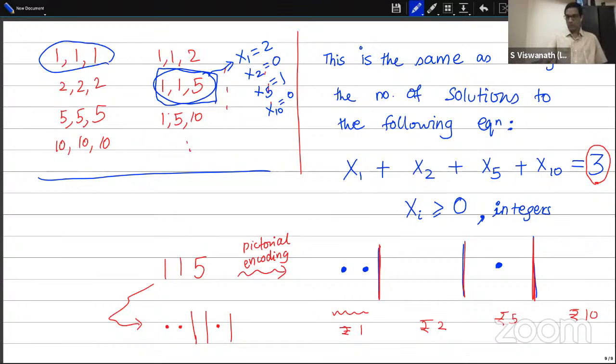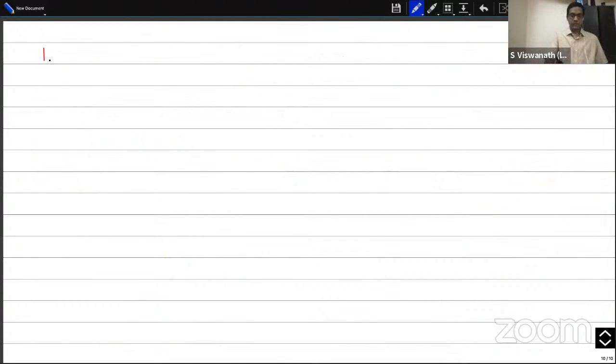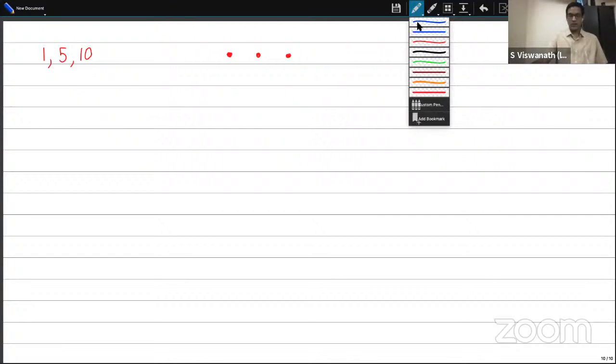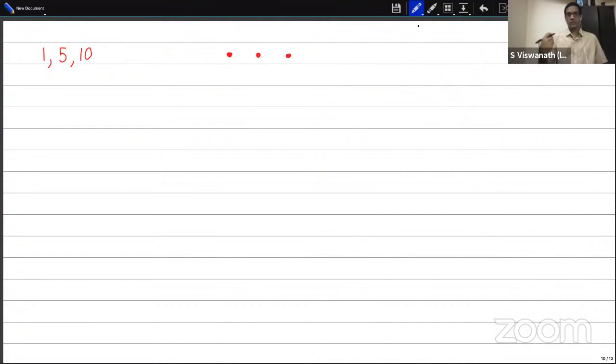Okay, so let's do one more, maybe, to see how this pictorial encoding works. Suppose I had chosen a 1 rupee coin, a 5 rupee coin, and a 10 rupee coin. This was my choice of the 3 coins, then I will represent it as follows. So here's what I know. I have chosen 3 coins, so my picture should certainly have 3 dots total, because for each coin that I have chosen, I'm putting a dot.